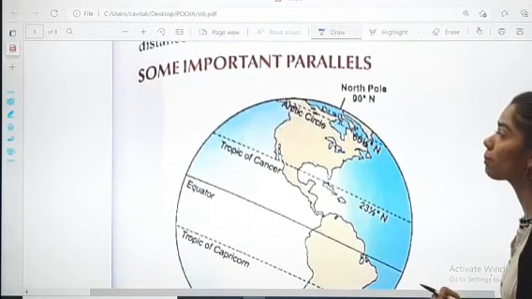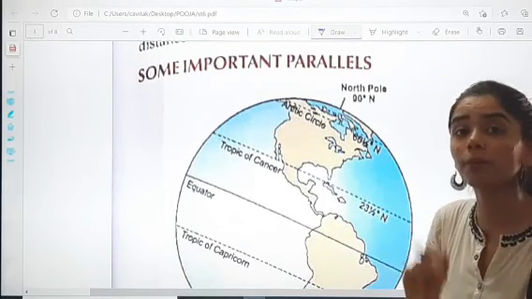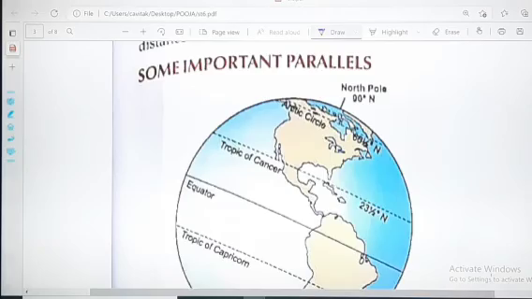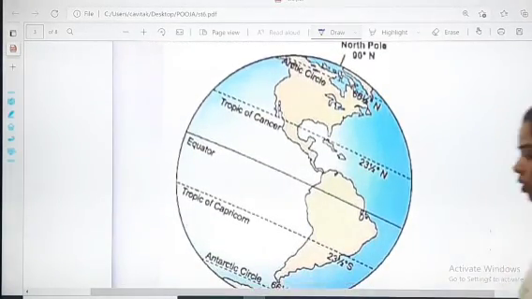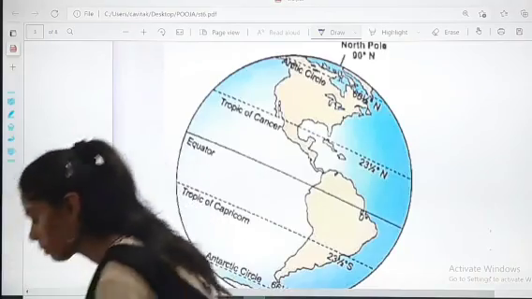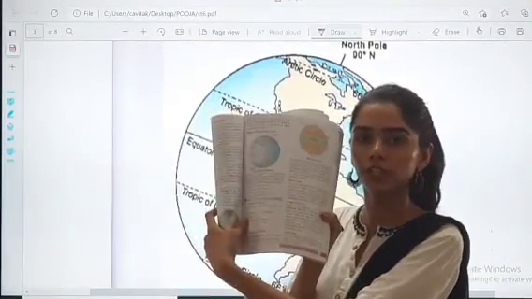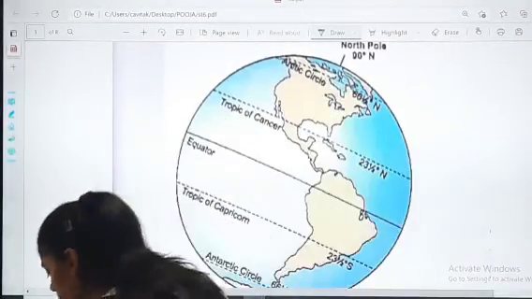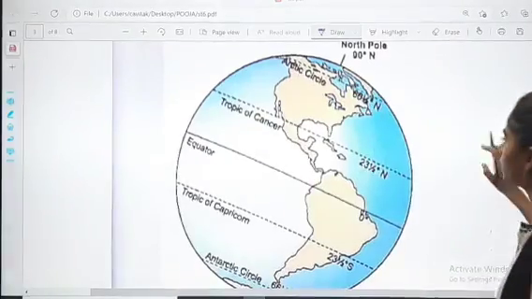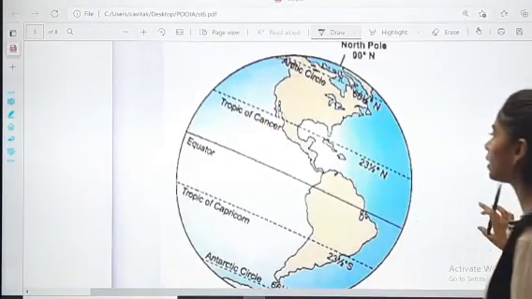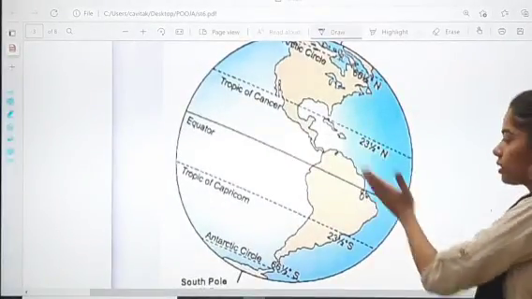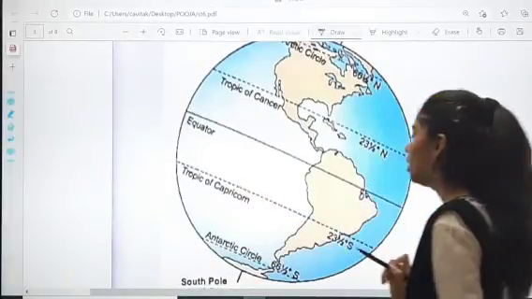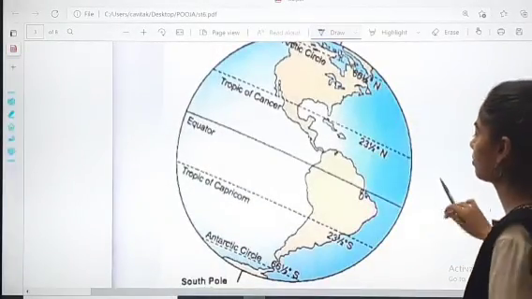Now the next topic is some important parallels. Look at the picture. It is given in your textbook also. See page number 117. This picture is given. So now this is your Tropic of Cancer. This is the equator. They have done in slant, and this is the Tropic of Capricorn.